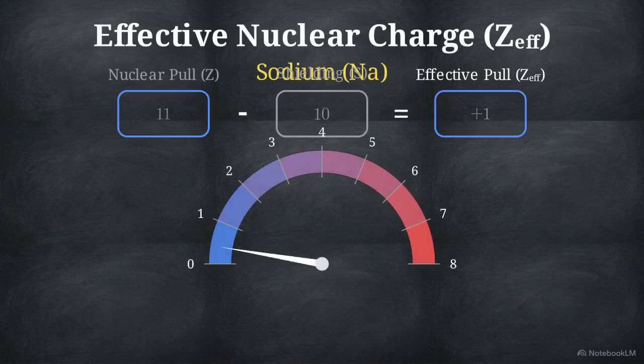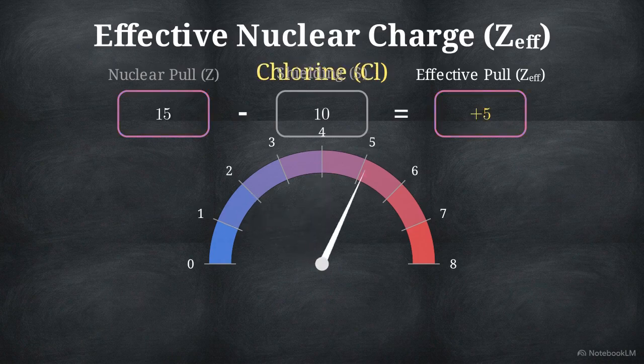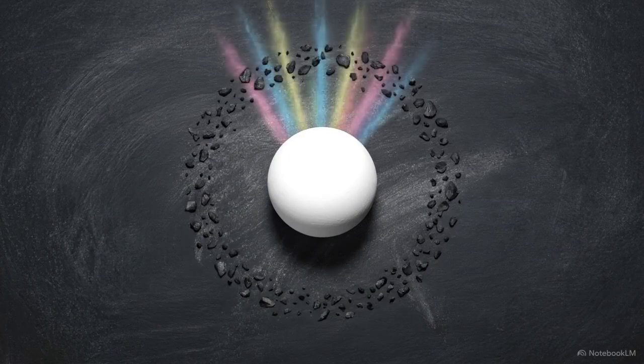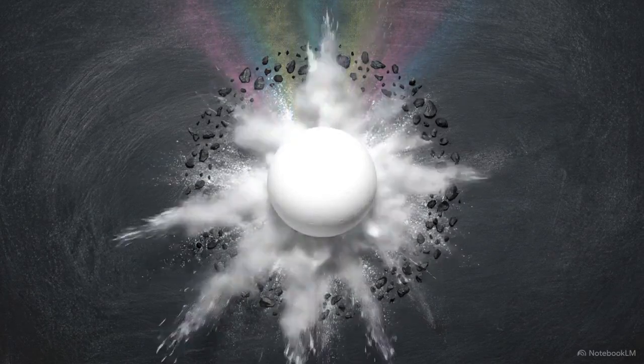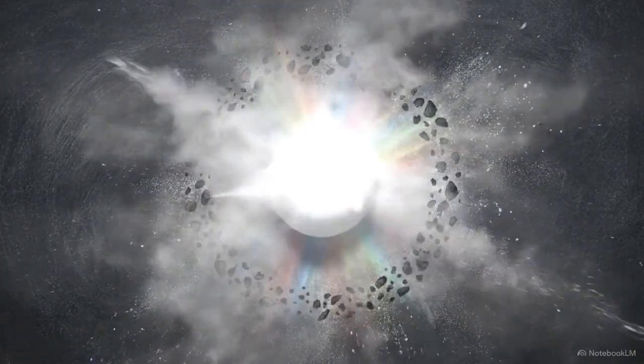For sodium, the math is 11 minus 10. The gauge shows a net pull of +1, a weak grip on the valence shell. For chlorine, the math becomes 17 minus 10. The effective pull jumps to +7. The needle swings into the high-intensity zone. These calculations show that across a period, the increasing power of the nucleus completely overwhelms the static shield.